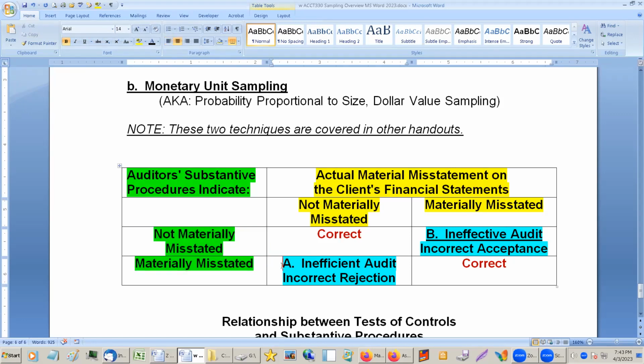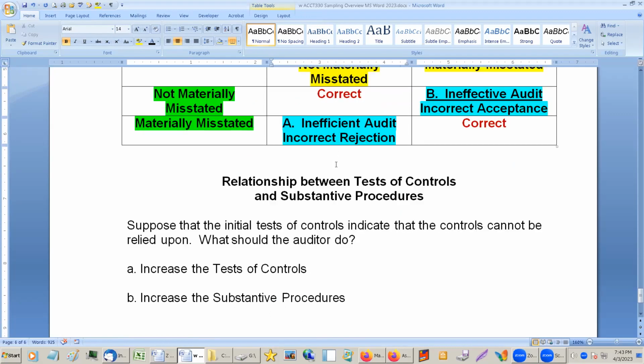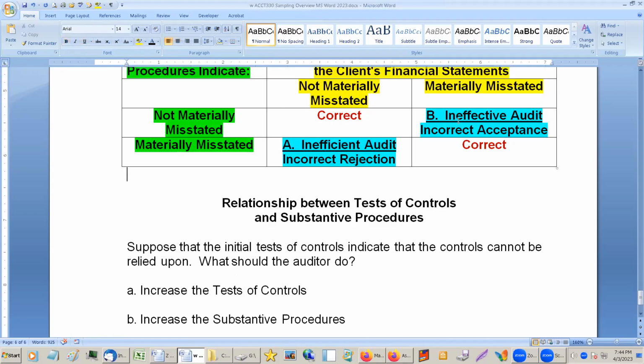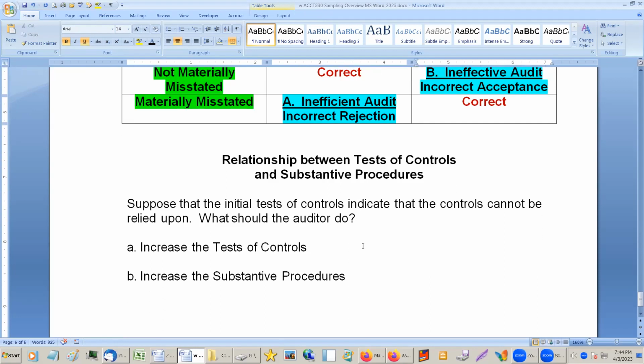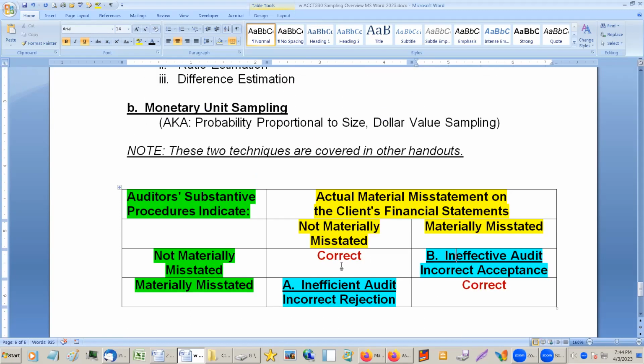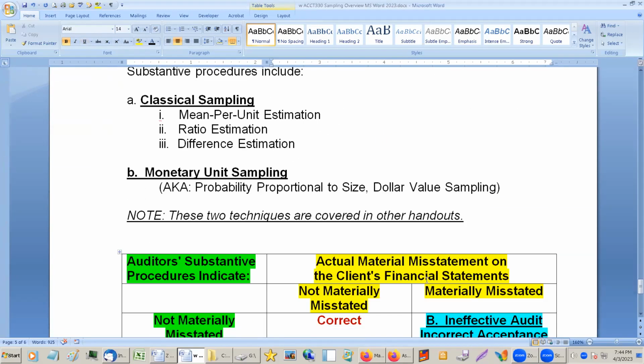And down here, it's inefficient. Usually what happens is you'll do more testing. And at some point, if you get a large enough sample, you're going to realize that these are not misstated. So this will be an inefficient audit because usually you do extra audit procedures, but the same idea, ineffective audit is the one that is the dangerous one. Up here you're talking about percentages. Down here, you're talking about the dollar amounts.